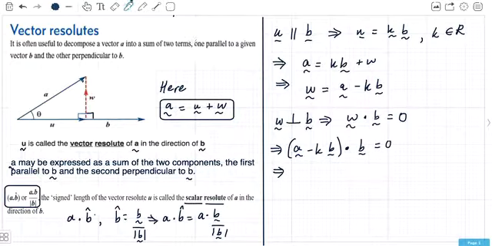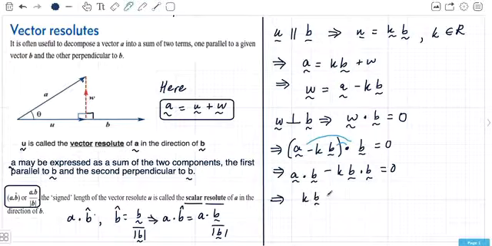So dot product, remember that the way that the dot product works is that it expands over a bracket. So we can do that. So we've got A dot B minus K B dot B equals 0. And we can actually solve this expression now for K, because K is the thing that we don't know.